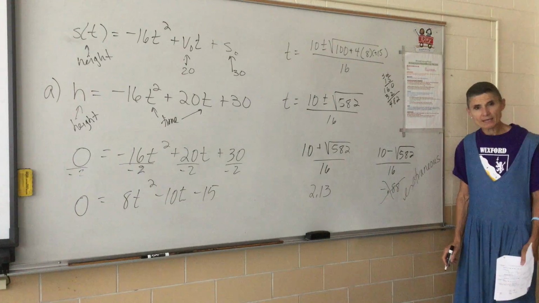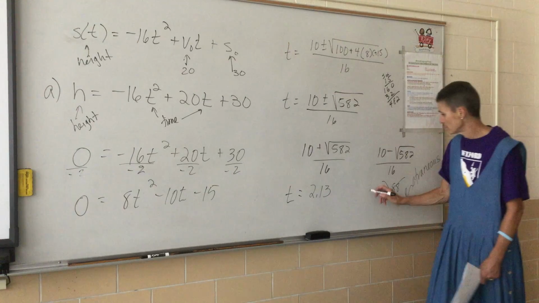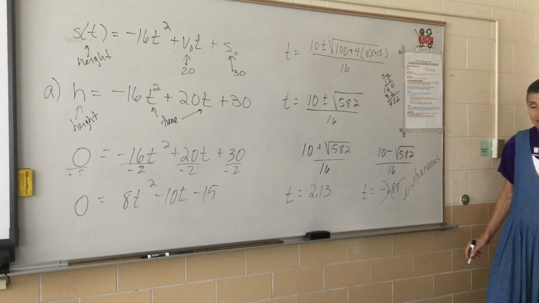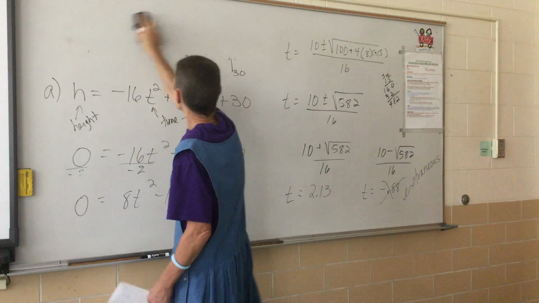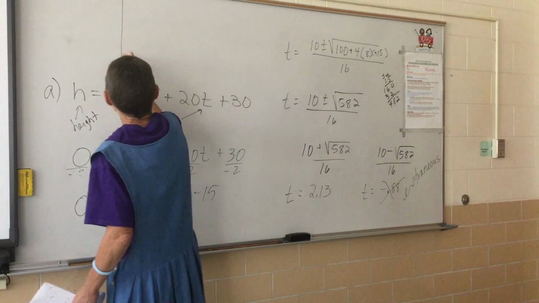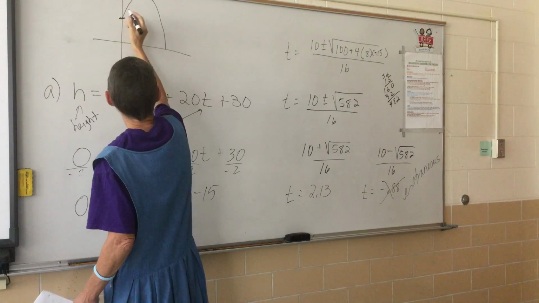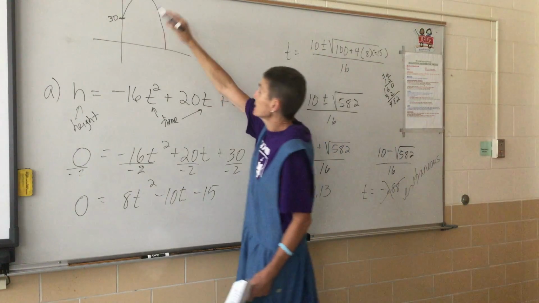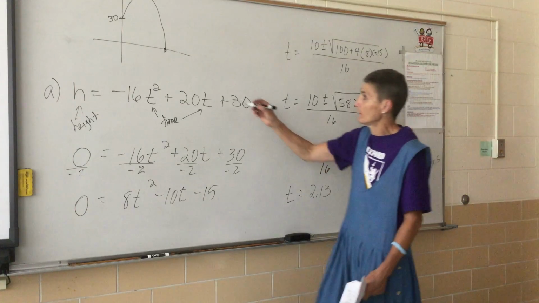Do you understand why that is? This question said, what times is the ball on the ground? You can't have a negative time. What's happening in the problem is, if we do a picture of it, the ball is thrown up in the air starting at a height of 30 feet. So there's really only one time that it's on the ground, and that would be 2.13 seconds.